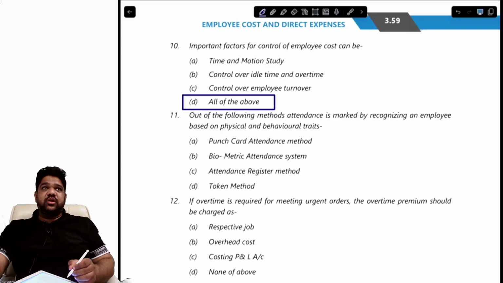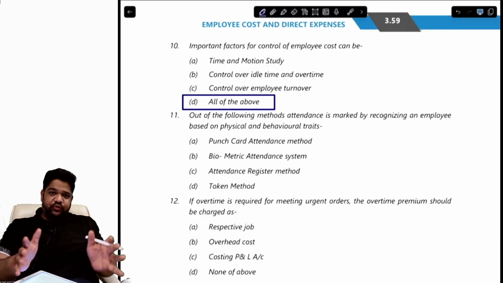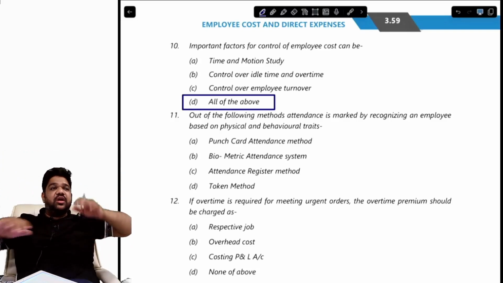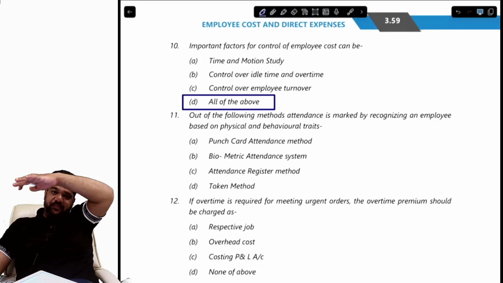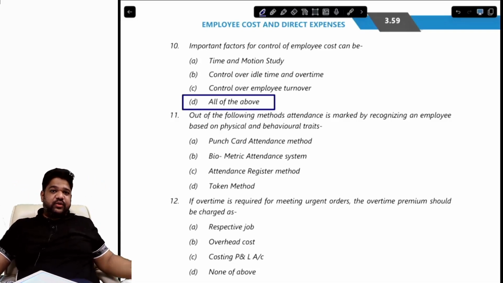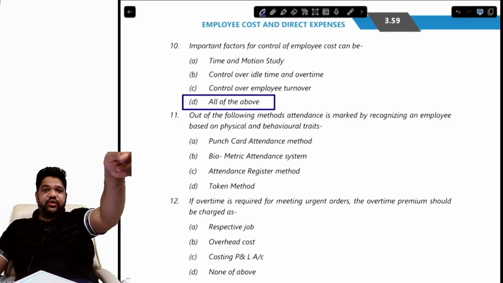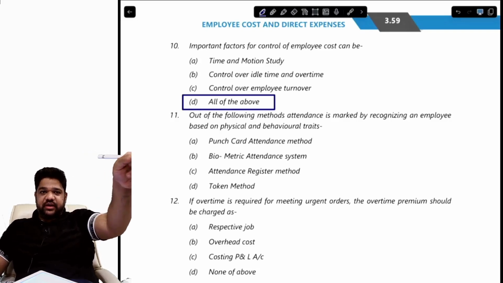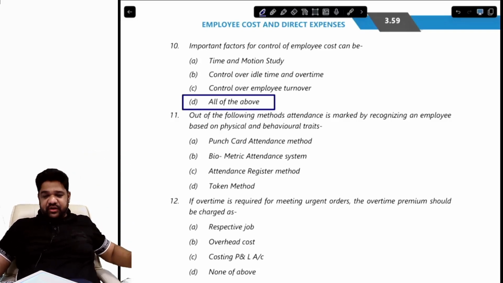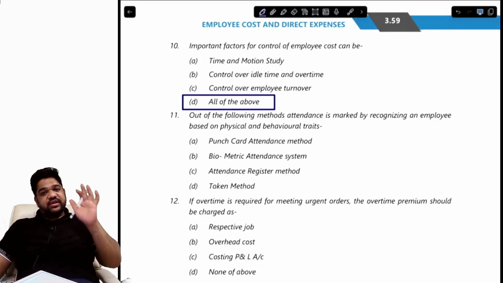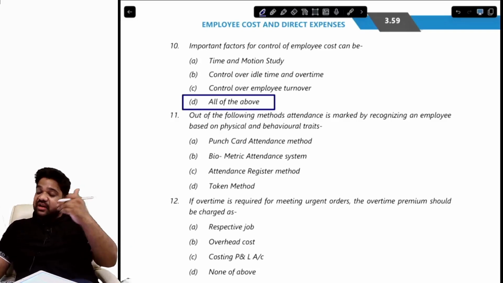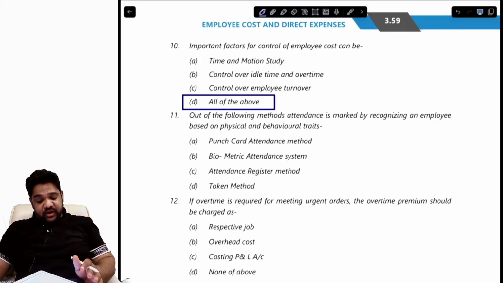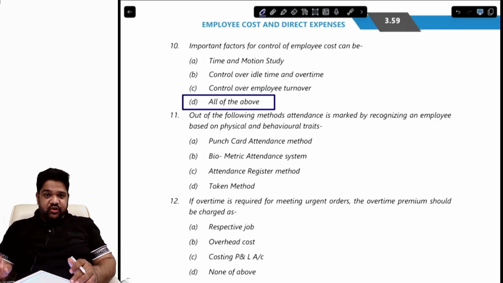Token method. So, how did the token method work? You had a lot of tokens and you had a huge wall with everybody's name on it. If you've come to the factory, you take the token out and put it in front of your name. So, it means you're in the factory. Whatever tokens are left are the ones which have not been put in, which means these people have not come to work. So again, it has nothing physical or behavioral.